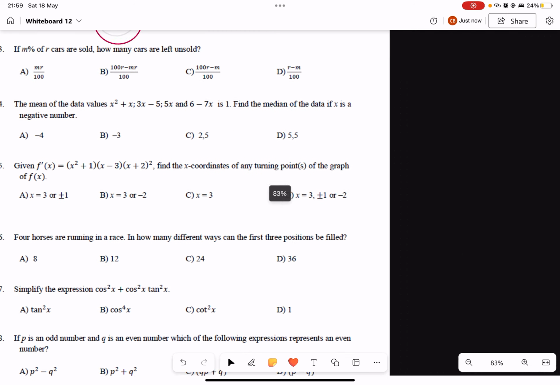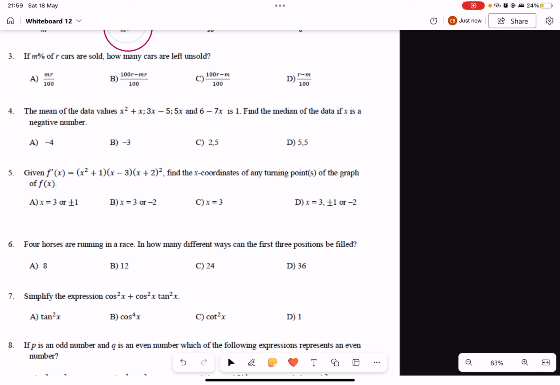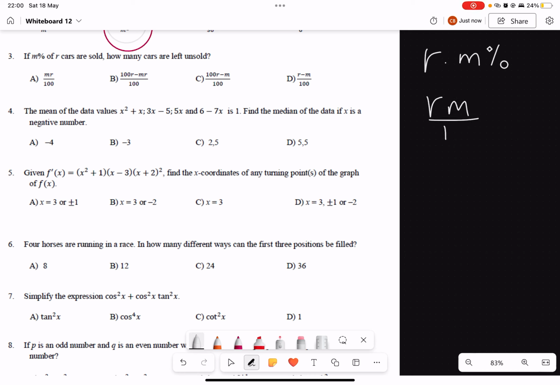So on 3, they say if m% of R cars are sold. Okay, let's see how many cars are sold. m% of R is basically R multiplied by m%, right? Then this is basically Rm over 100. Remember, percent just means divided by 100, right? So this is what I get from this part.